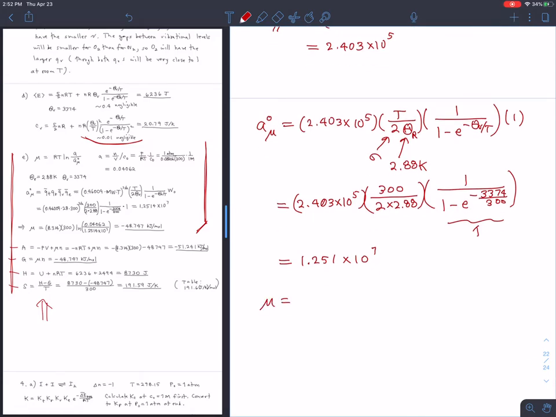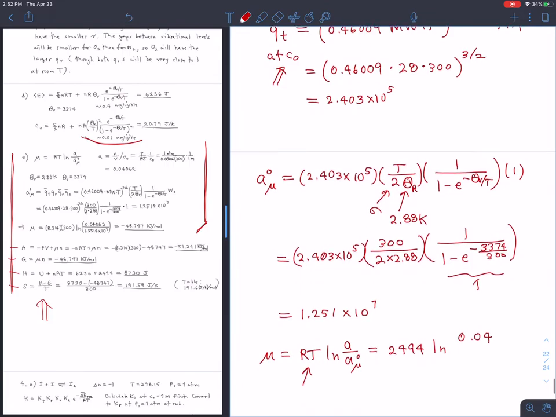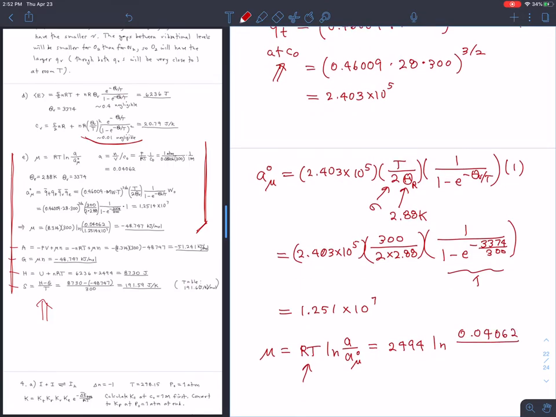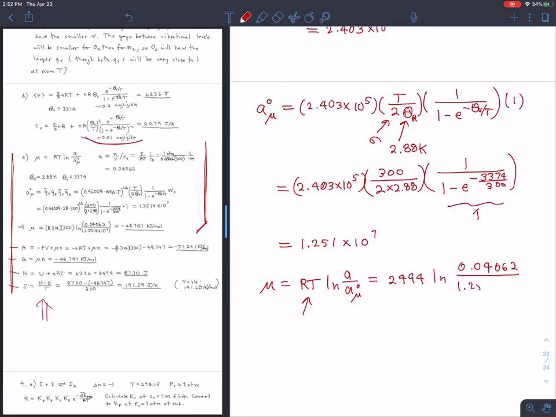So now the chemical potential is RT log of a over a0. RT is 2494 times log of 0.04062 over 1.251 times 10 to the 7, and doing the calculator work on that gives minus 48.747 kilojoules per mole. All right.